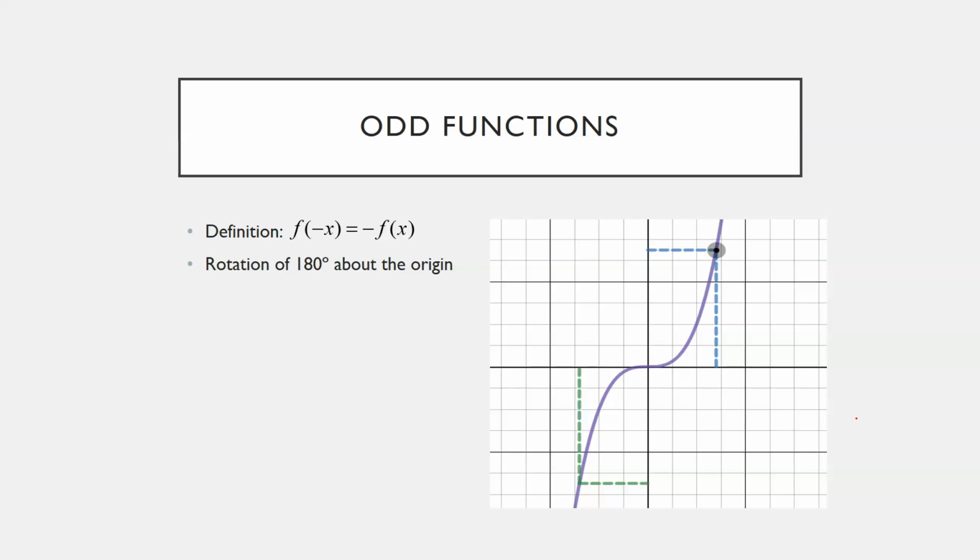Okay, what about odd functions? The definition of an odd function is that if I apply the function f to negative x, then I get the same value as negative f of x. So if here is my x and here is my negative x, then I'm going to have f of negative x here, and here I would have f of x. So these are the negatives of each other. From a graphical point of view, we can think about this as a rotation of 180 degrees about the origin.